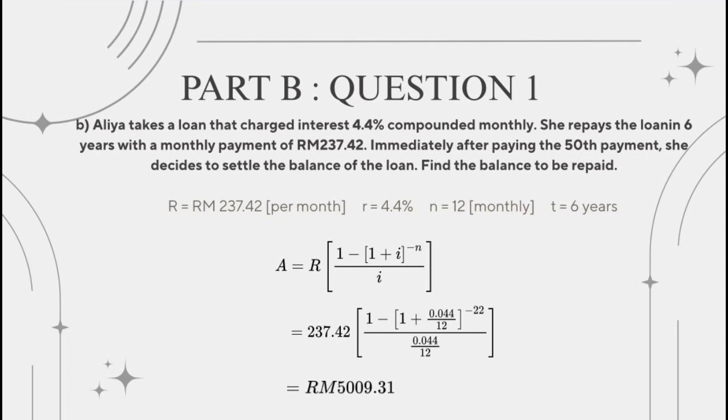To find the outstanding loan balance, we use the formula for the annuity value, which is A equals R times bracket 1 minus 1 plus I power negative N close bracket divided by I. We replace the value of R with 237 ringgit and 42 cents, and the monthly interest rate is 0.044 per 12. Since Alia has paid 50 months, the remaining loan period is 22 months. So we use N equals 22. After calculating, the remaining loan balance that Alia still has to pay is 5,009 ringgit and 31 cents.